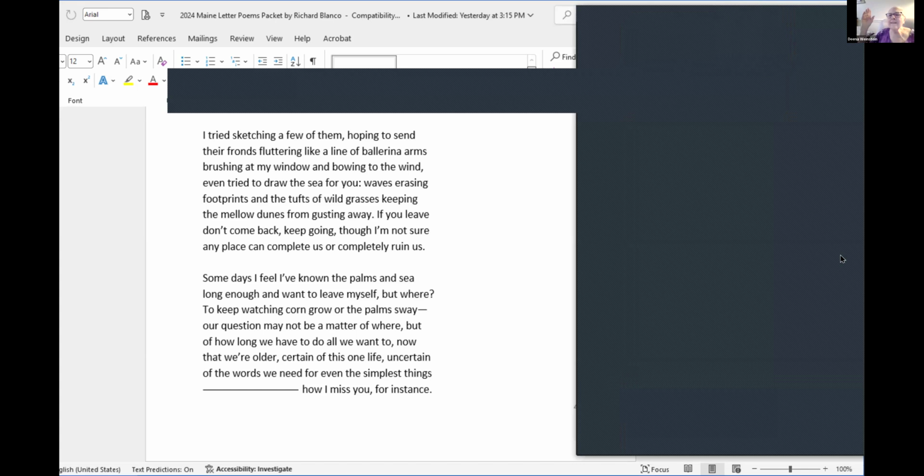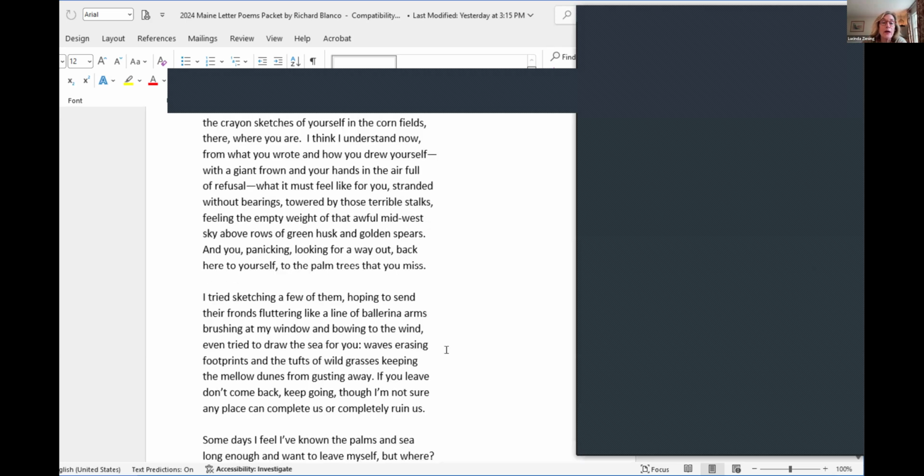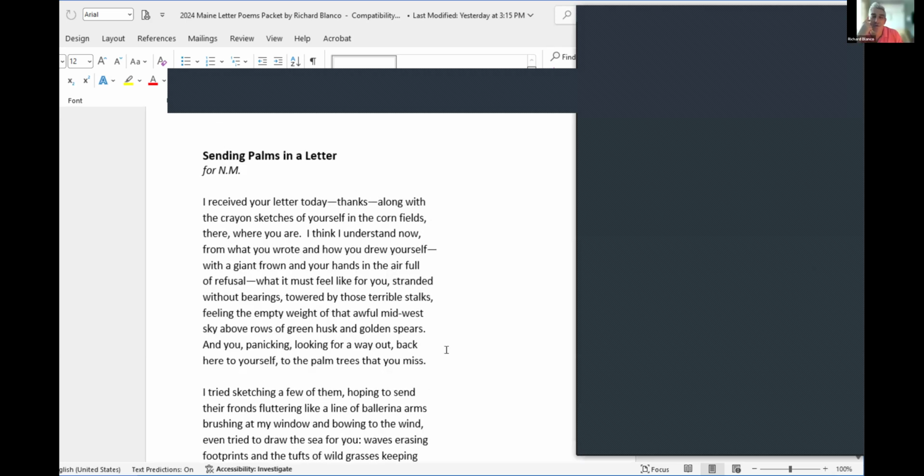Brushing at my window. Yeah. What's that? Brushing at my window, right, and the bowing to the wind. That's evocative, right? There's comparing the fronds to ballerinas, but also building on that imagery, right? They're brushing at my window and also bowing to the wind. So I can't see the top of the poem, but the towering corn, right, and the diminishing and the lostness, the towering of those terrible stalks, you can see, I mean, I hope you can see, how powerful that is.